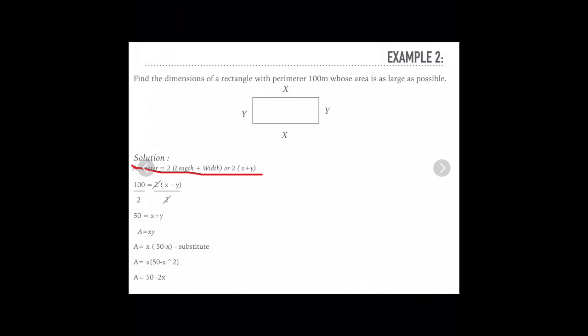So pwede na natin substitute si x sa una nating formula para malaman natin naman po si y. So 50 minus 25 equals 25. So the y is 25. So lipat na po tayo sa question number 3. Question number 3 naman po, ang tanong is, find two numbers whose difference is 100 and whose product is minimum. So x equals first number and y is the second number.